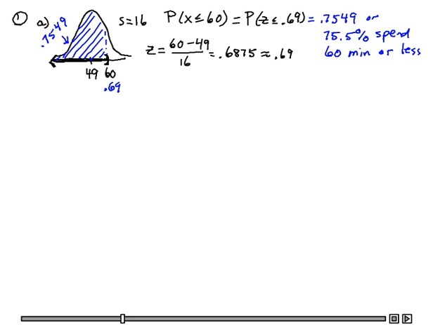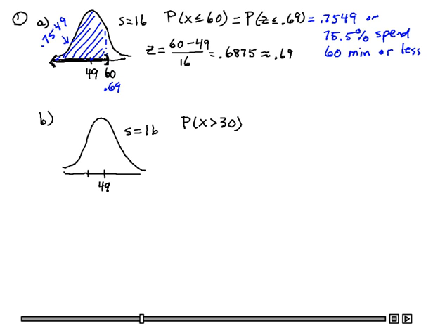Okay, let's go on to part B and see how that one works. Part B says, what is the probability a subscriber will spend more than 30 minutes? So again, we're talking about the same problem, a normally distributed problem with average 49 and standard deviation 16. And we're asked the probability that the random variable, or the time a subscriber spends, is more than 30 minutes? In this case, 30 is below the 49, and the interval that we're talking about is from 30 up.